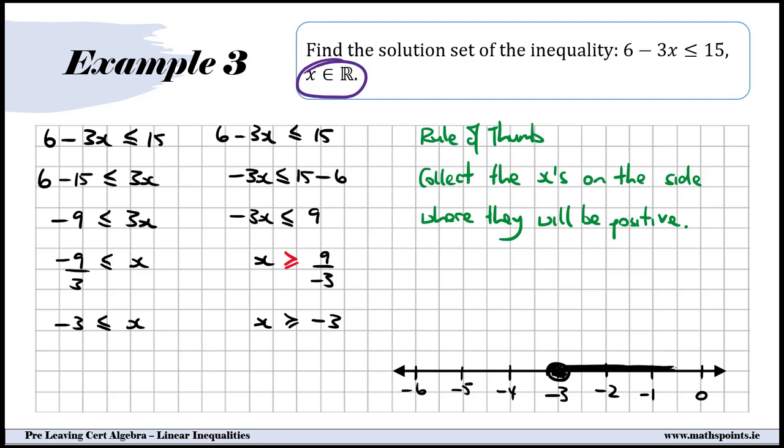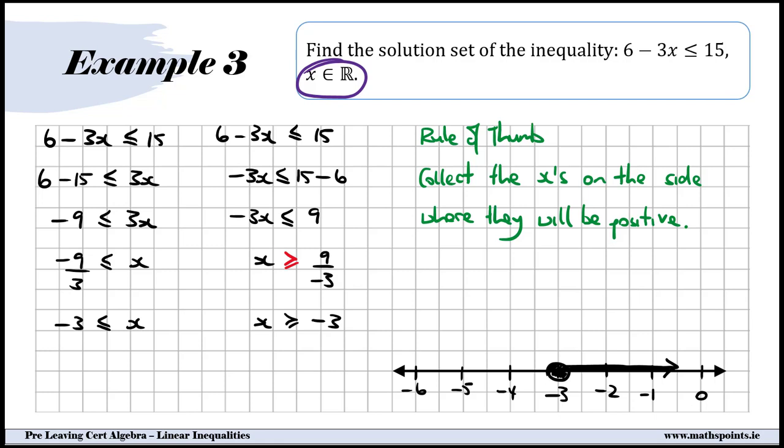And then at some point along that shaded line, we put an arrow to denote that that's going to be shaded in forever, as far as plus infinity. So the solution set to this equation is every number that's bigger than or equal to -3, including all the fractions and decimals.